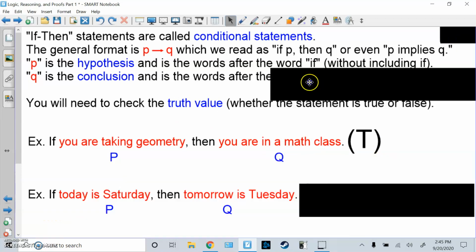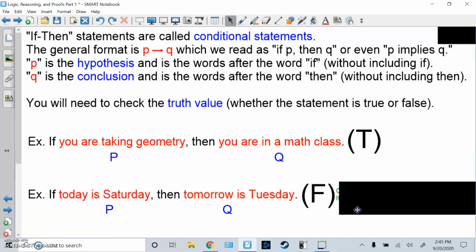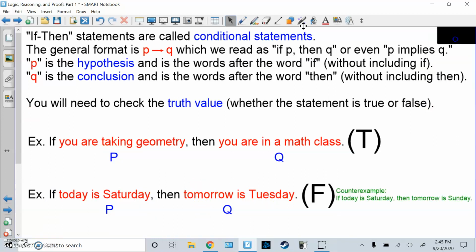Here's another example. If today is Saturday, then tomorrow is Tuesday. So hypothesis, today is Saturday. Conclusion, tomorrow is Tuesday. So all we know is this first part. Today is Saturday. Does that guarantee tomorrow is Tuesday? Hopefully you know that's false. Alright, so our counterexample is if today is Saturday, then tomorrow should be Sunday.